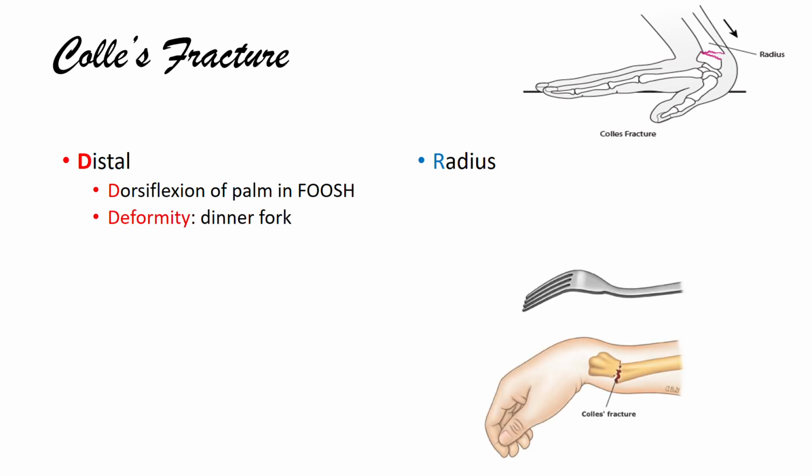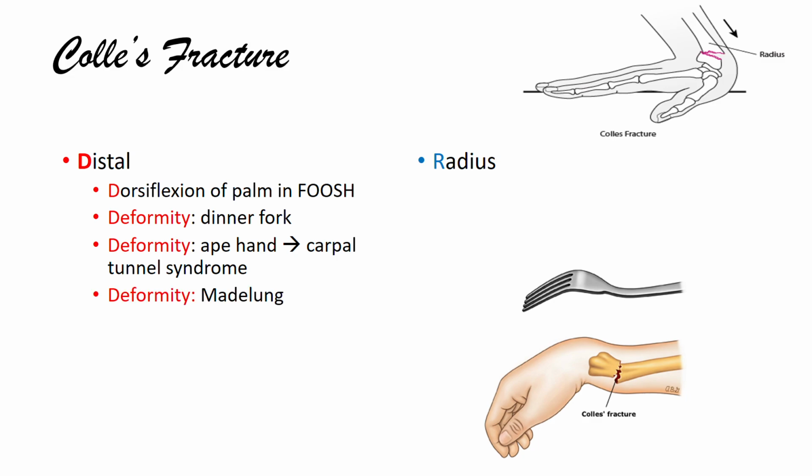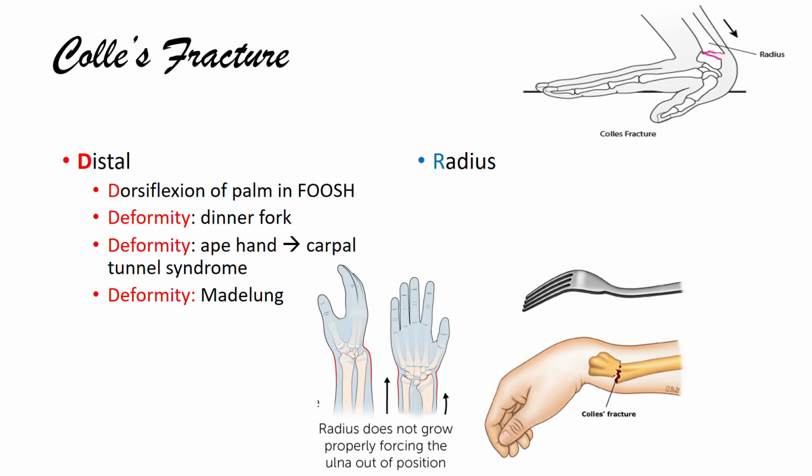Number one, dinner fork deformity, as you can see here, and ape-hand deformity due to median nerve injury or carpal tunnel syndrome, and last deformity is Madelung deformity, which occurs in children due to injury to the epiphysis. The radius doesn't grow properly, forcing the ulna out of position. The radius will teach us some information starting with letter R, as radial artery injury is the most commonly injured artery with Colles fracture, and this could be assessed by Allen's test.